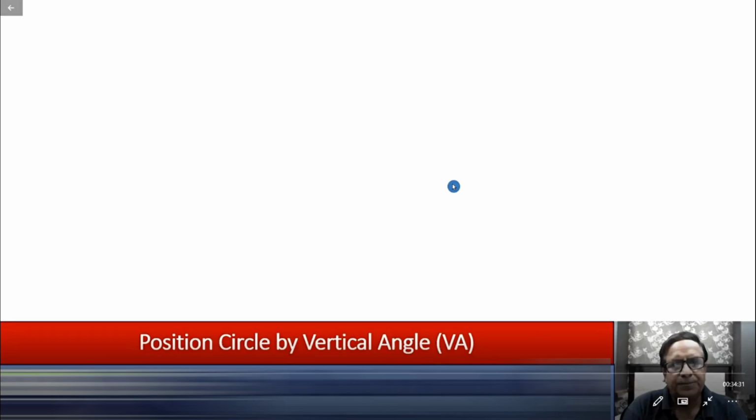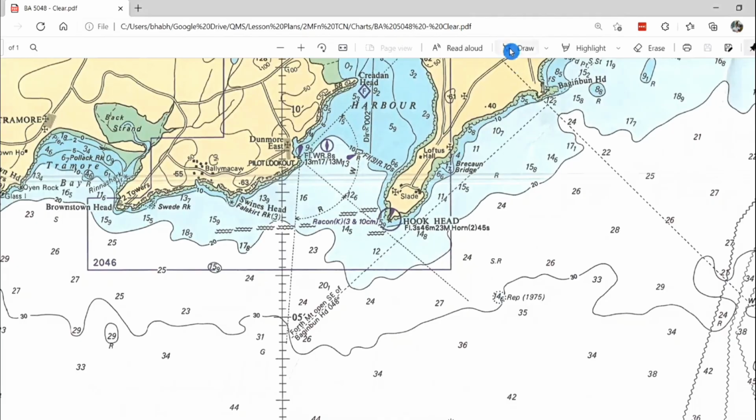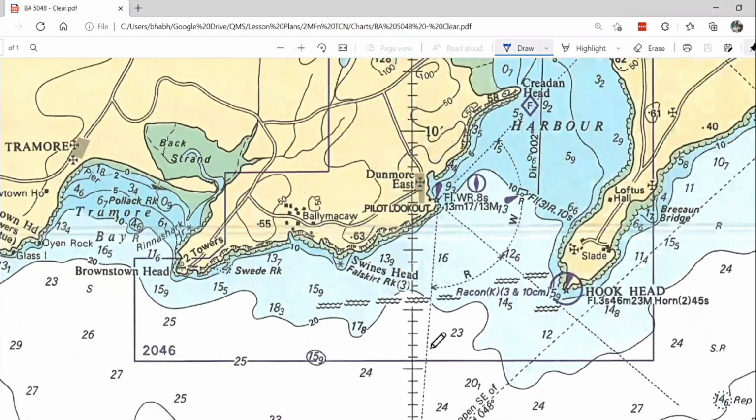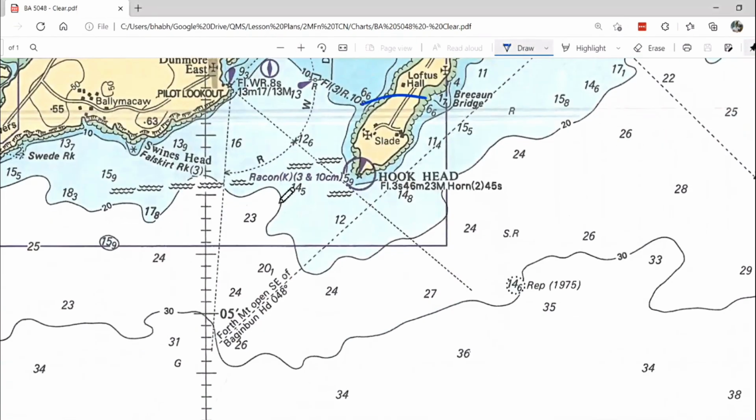Sir, I have one doubt, sir. How will you determine the center of the lighthouse exactly? Center of the lighthouse, beta? Yes, sir, for drawing the circle. Okay, let me show you a light on the chart. Just give me a minute. Okay, I have a lighthouse here. Let me zoom in a little bit. You can see this Hook Head light.